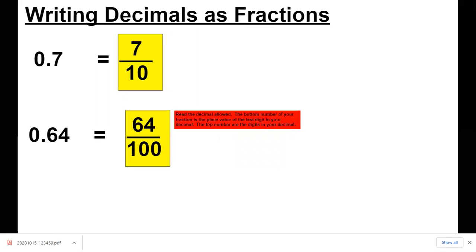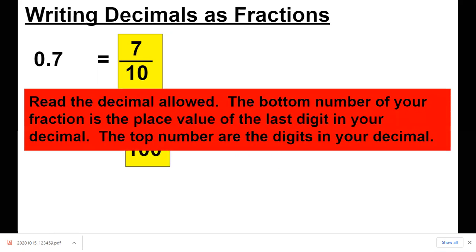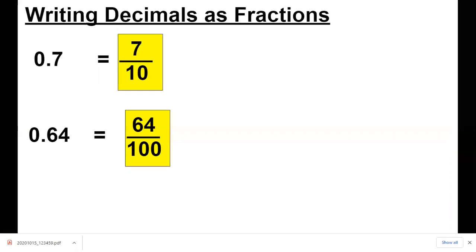Did you guess it right? Good for you. Remember, read the decimal aloud. The bottom number of your fraction is the place value of the last digit in your decimal. In this case, it was 64 hundredths. 100 is the bottom number. The top number are the digits in your decimal. In this case, it was 64. Try another one.